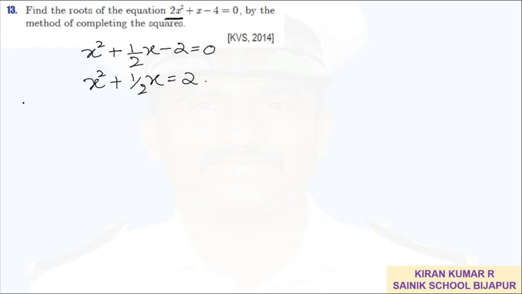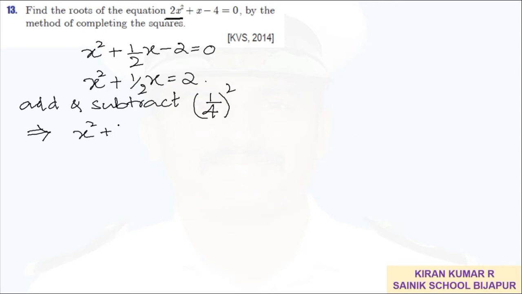Once we get this, we need to consider addition and subtraction of same number so that this particular left hand side will become like a plus b whole square. For that, you have to consider half of the coefficient of x, which becomes 1 by 4 square. We get x square plus half x plus 1 by 16 minus 1 by 16 equal to 2.